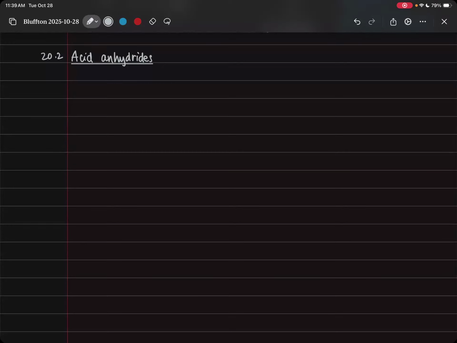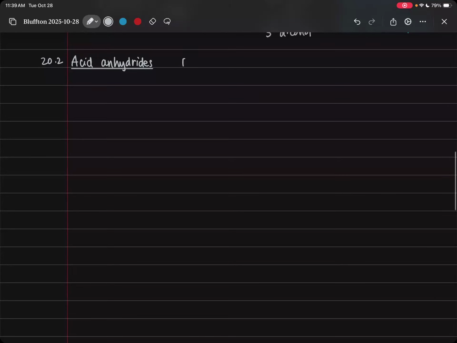Okay, acid anhydrides. So as a reminder, these are this kind of thing. Now you might imagine that you could make this sort of molecule maybe by taking a carboxylic acid and removing water from it, right? Anhydride, so remove water.